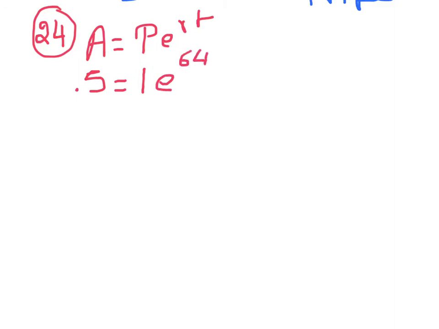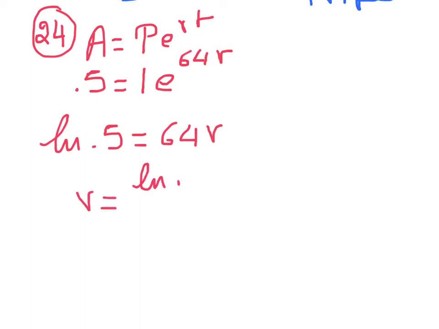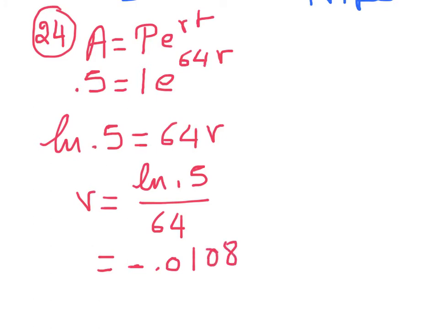I want you to know we're doing a half-life again, and so we're going to start with A = Pe^(rt). So we started with 1, we want to end up with a half, and it took 64 hours, so 64 times r. We want to solve for r, ln both sides, and so that will give us 64r, and looking for the rate, it's ln 0.5 divided by 64. You should know the rate here is going to be negative because it's decaying to half, 0.0108.